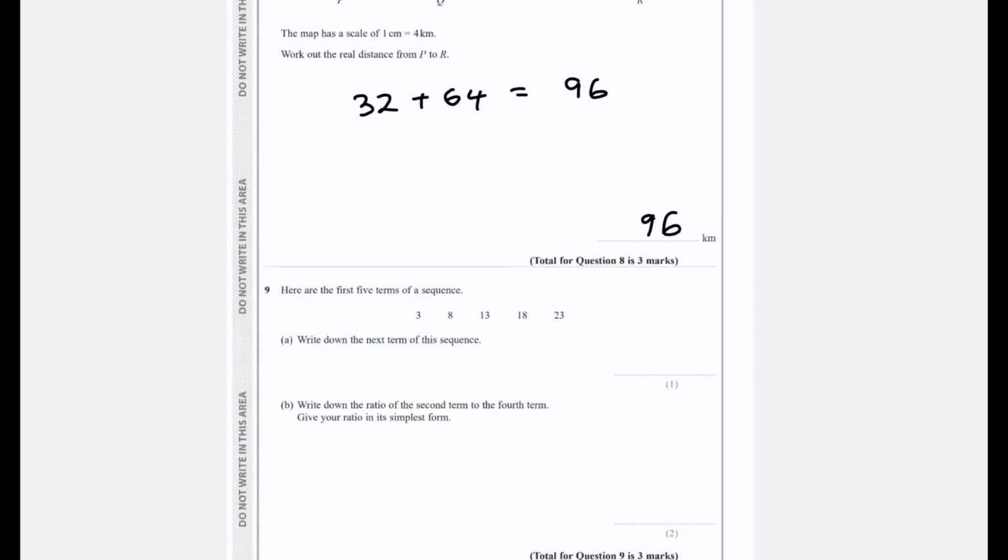Question 9. Here are the first 5 terms of a sequence. What's the next term? So it's going up by 5 each time, plus 5, plus 5, plus 5, plus 5. So plus 5 again, we get 28.